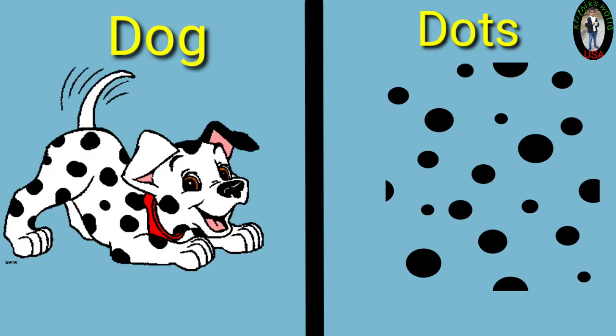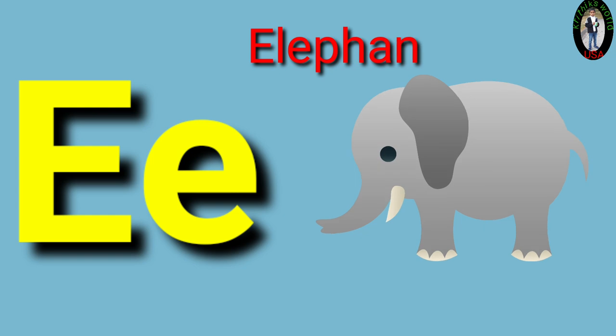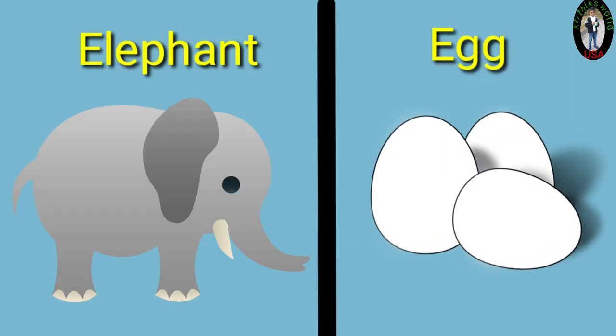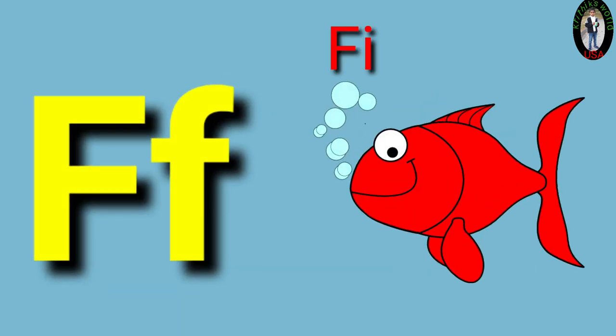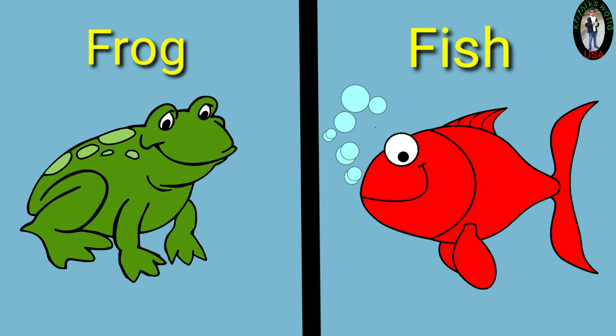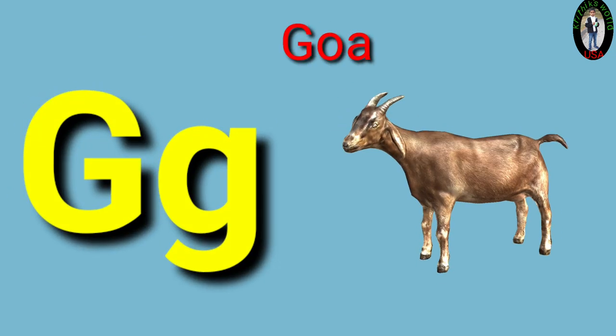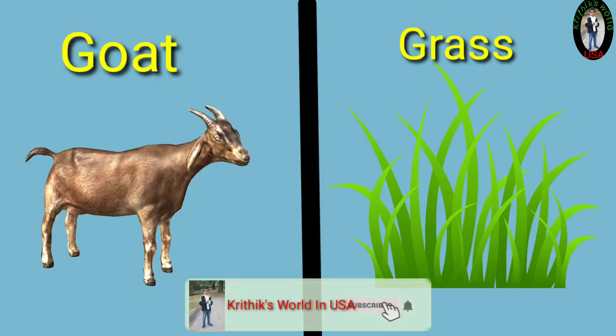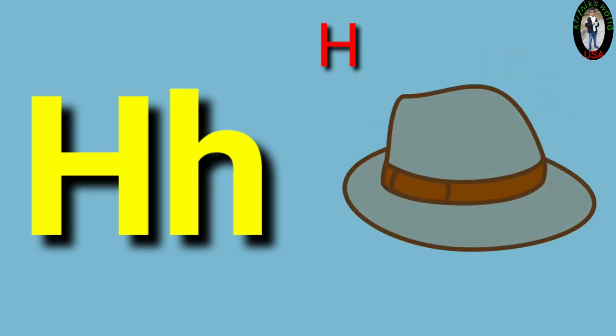Dog, dots. E for elephant, E for egg. Elephant, egg. F for frog, F for fish. Frog, fish. G for goat, G for grass. Goat, grass. H for hand, H for hat.